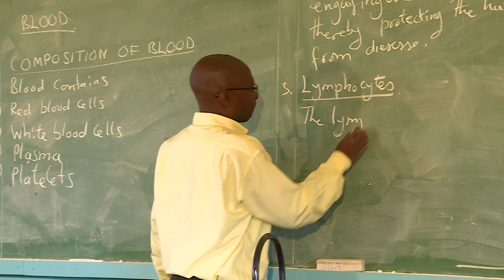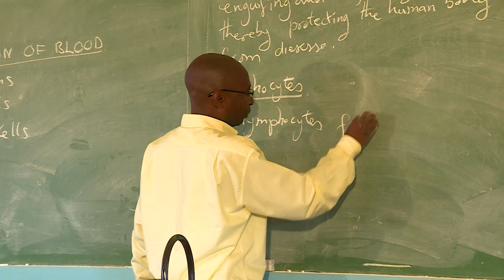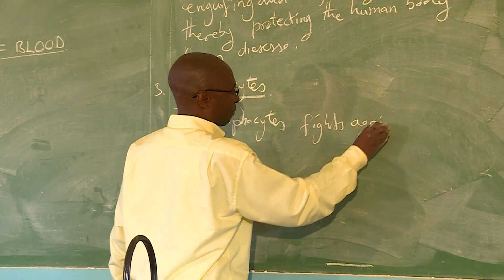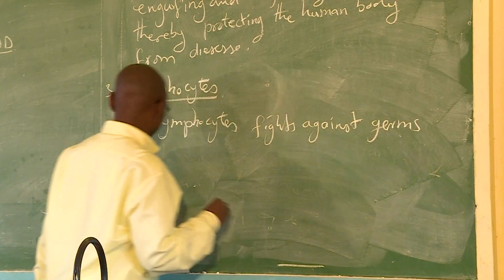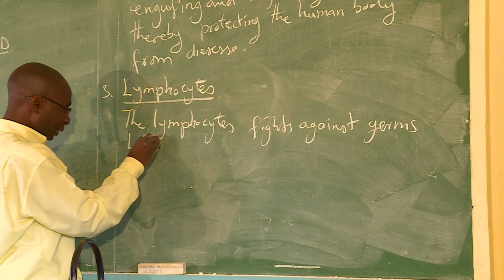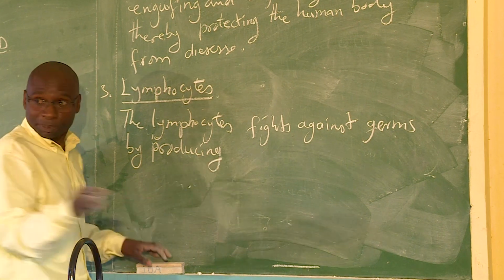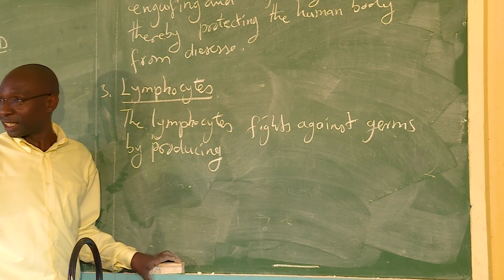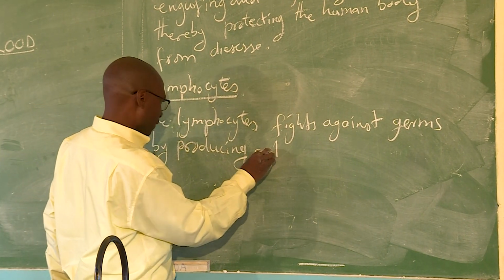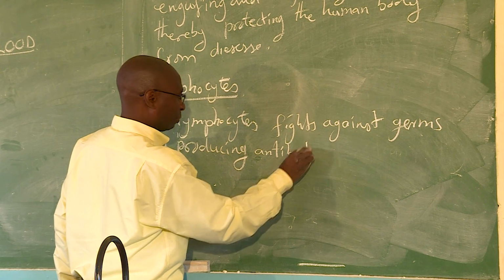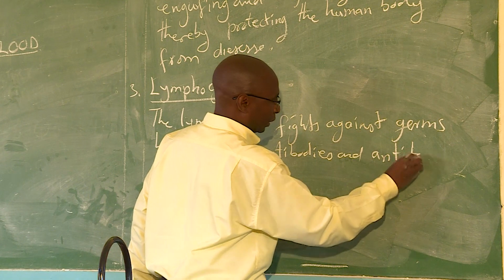The lymphocytes fight against germs by producing, what does it produce again? Antibodies and antitoxins. Correct. Antibodies and antitoxins.